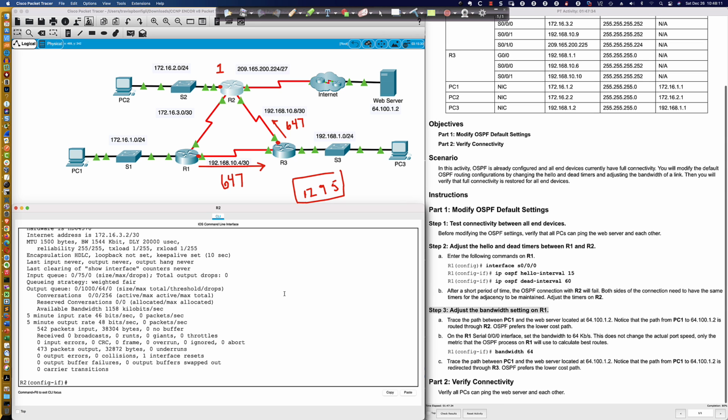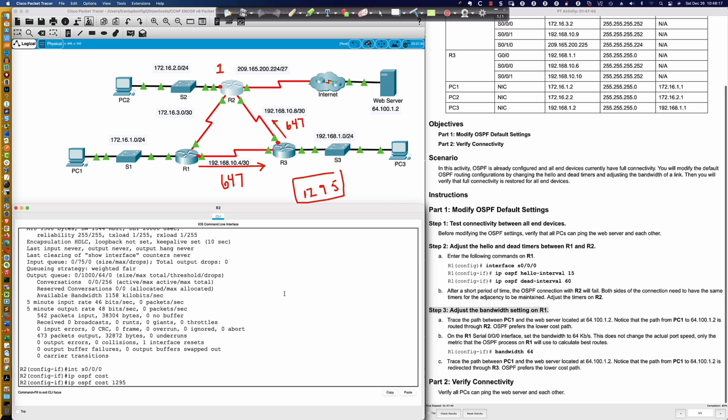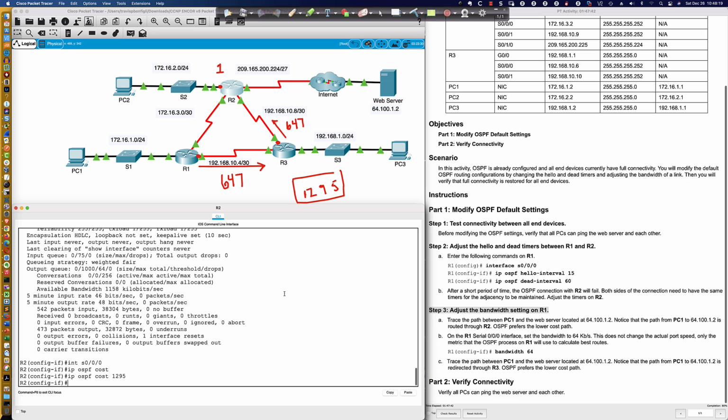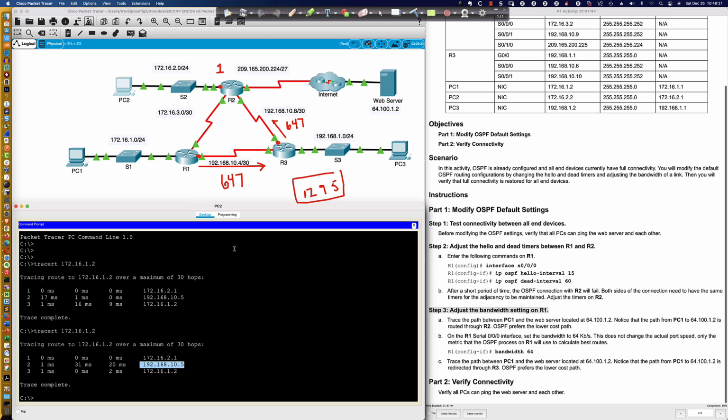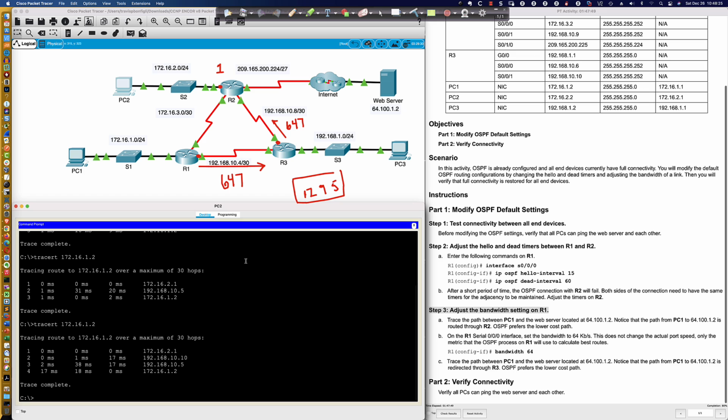So we would come here, get into interface serial 0/0/0, and say ip ospf cost 1295. And let's now come to PC2. Let's now rerun that traceroute. And where do we go? We go out to router 3, down to router 1, and over to PC1. And so we've gotten rid of asymmetric routing.